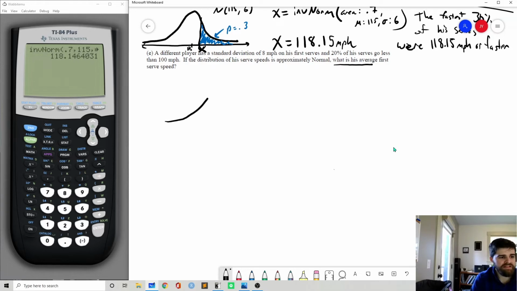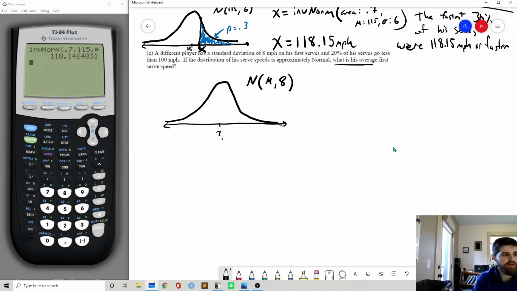So again, I'm going to sketch this out just to help me think through the problem. We've got a normal distribution. We know the standard deviation, but we don't know the mean. So mean, I'm just going to say mu because I don't know what it is yet. Standard deviation is not 6, but 8 this time. Okay, so we don't know our mean yet. We'll just call it mu for now.